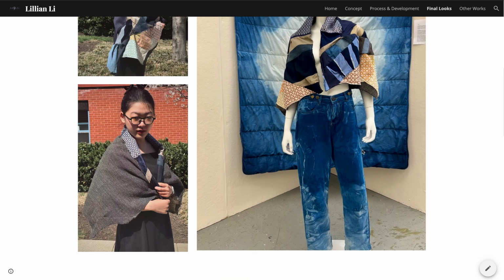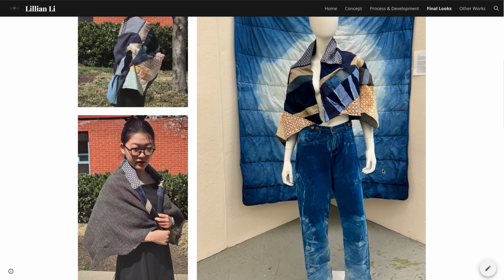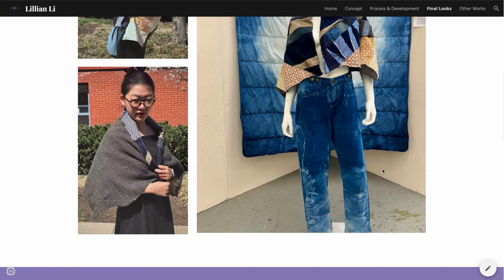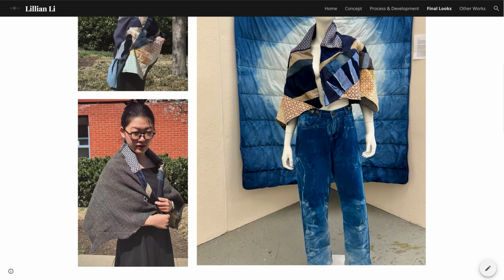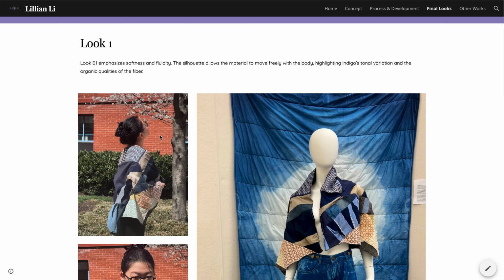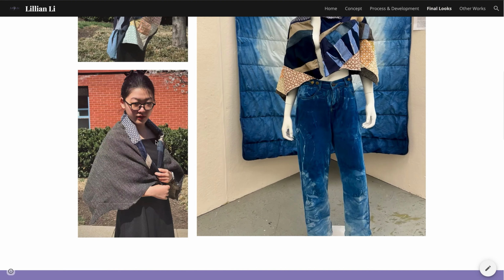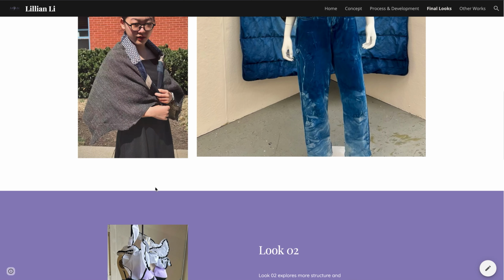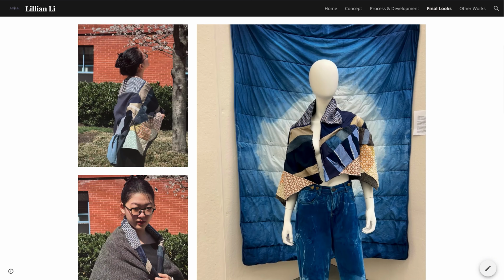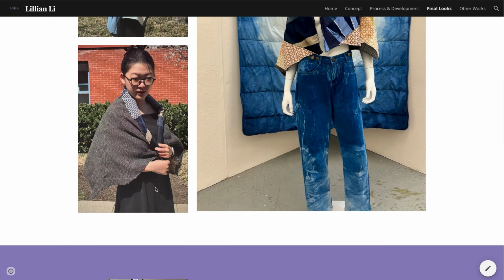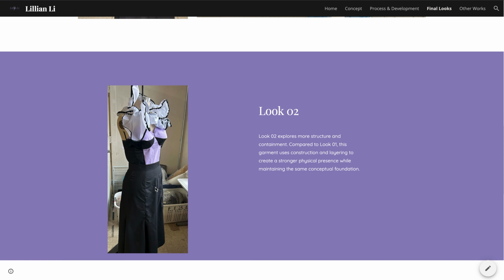I really like this project. It's double-sided, so you can look at the inside and outside. It could also be worn in different ways. And for look two, I used the sewing machine very much in this project.